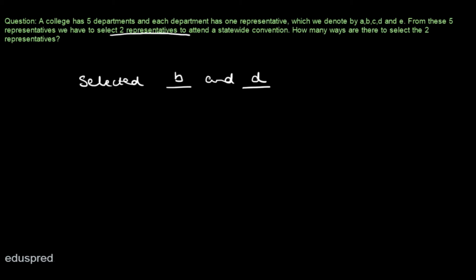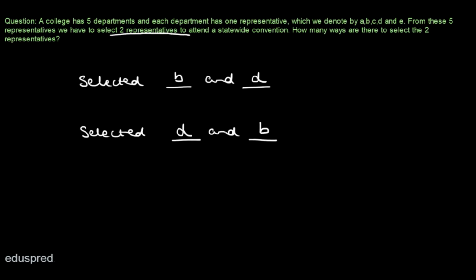Now if I change the order of this outcome, will I get a different outcome? Let's see. So let me make 2 slots, and because I'm changing the order of the outcomes, so now I can write D here and B here. So this outcome now means that we have selected D and B. Now as you can see, these 2 outcomes are same. This is because according to the first outcome, we have selected B and D, and according to the second outcome, we have selected D and B.